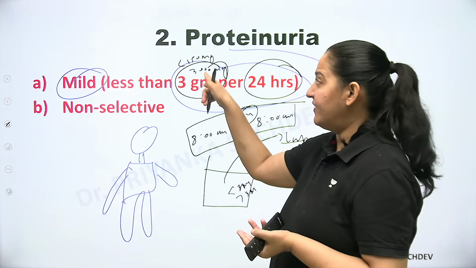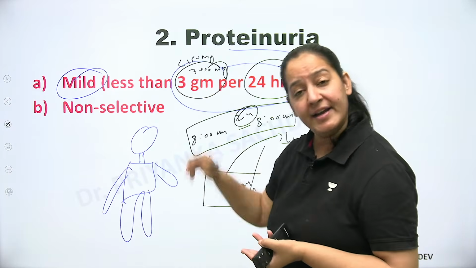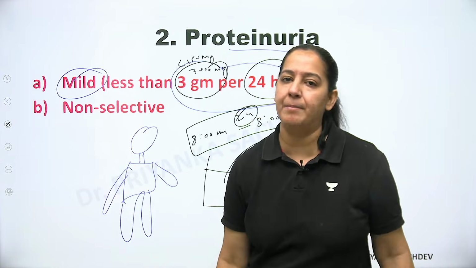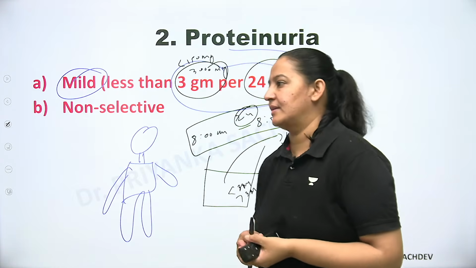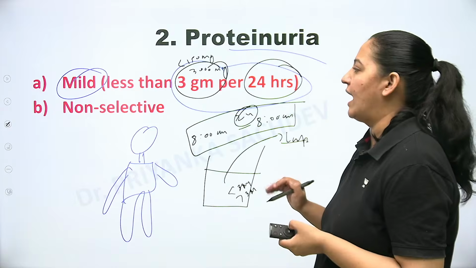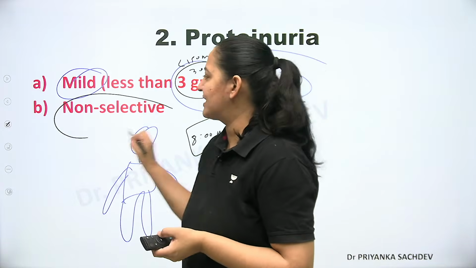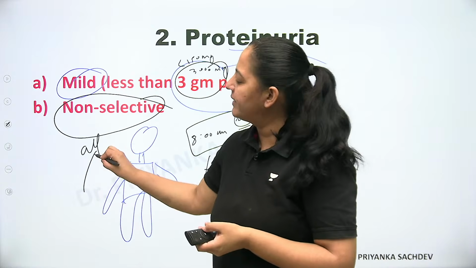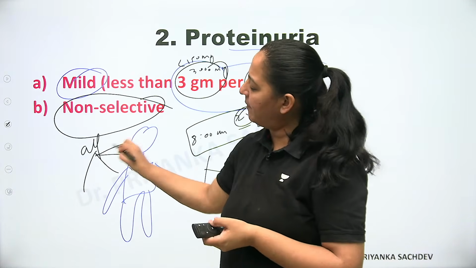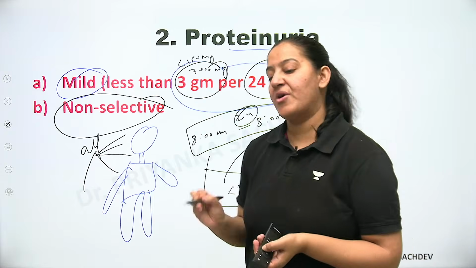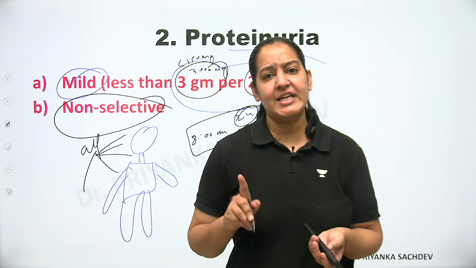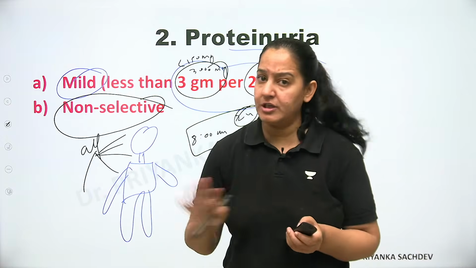But if it is 150 to 3000, it is nephritic syndrome. If it is more than 3000 milligram, it is nephrotic syndrome. So that is proteinuria, and proteinuria here is non-selective. Non-selective means all the protein will come in the urine. It can be albumin, globulin, transferrin, multiple proteins will come in the urine. In contrast to nephrotic syndrome, where proteinuria is selective and only albumin comes in the urine, not other protein.